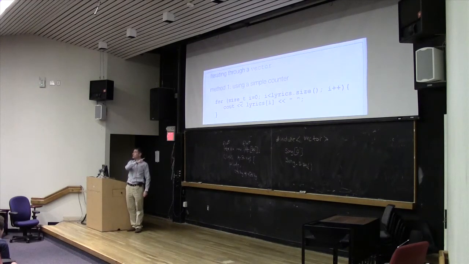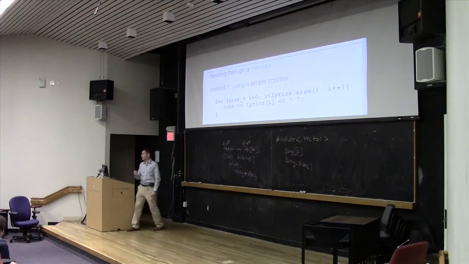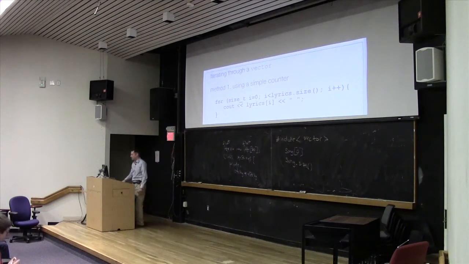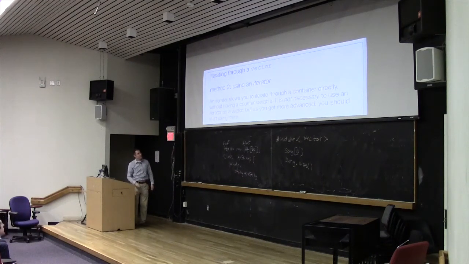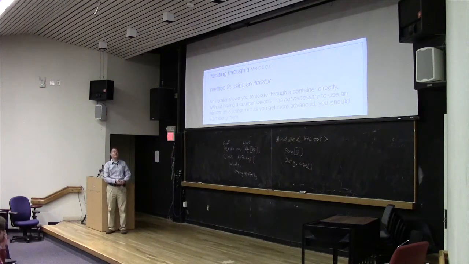Okay? So that's an easy way to walk through it. Let's take a look at a different way to walk through a vector. We can use this thing called an iterator. We talk about iterating through, but there is a very specific definition of an iterator for these containers. An iterator actually allows you to go through the container directly without having a specific number associated with it. It looks very similar, but it's not a number, and I'll show you what it means.